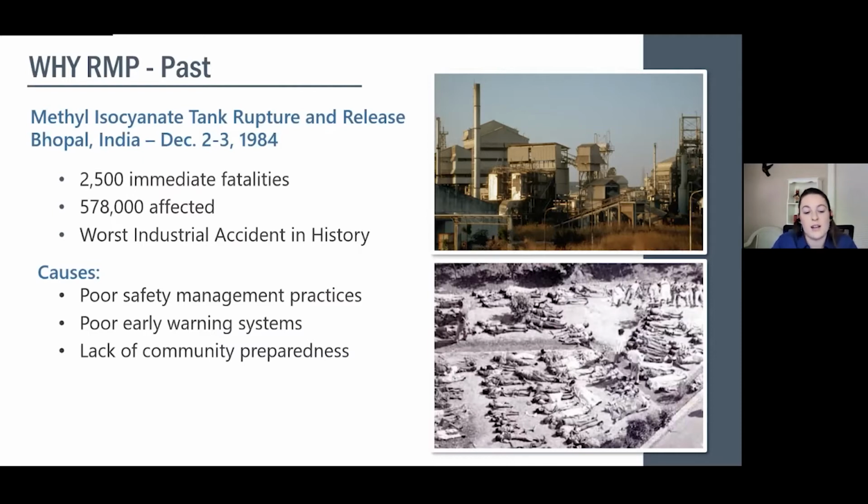The causes were identified as poor safe management practices, poor early warning systems, and a lack of community preparedness. A lot of the community was not aware of the activities at the Union Carbide facility and the potential consequences. This accident, along with other similar accidents, motivated EPA and OSHA to develop chemical safety regulations.